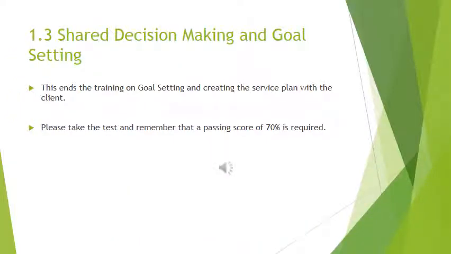This ends the training on goal setting and creating the service plan with the client. Please take the test and remember that a passing score of 70% is required.